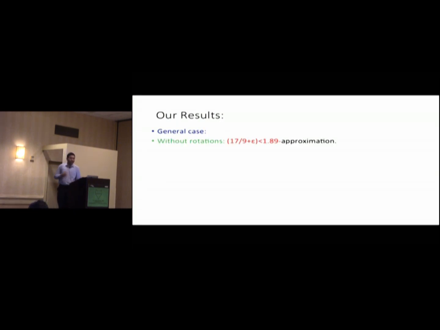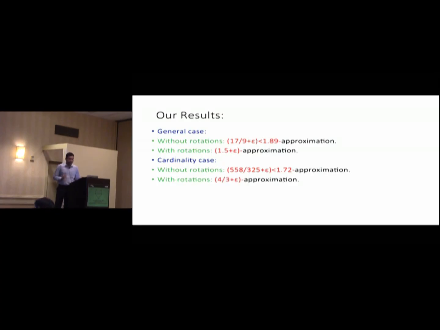And we show in the general case, without rotations, we can obtain a 1.89 approximation, and with rotations a 1.5 approximation. In the cardinality case, we can improve further: without rotations a 1.72 approximation, and with rotations a 4/3 approximation. In this talk, I will present a simpler 1.78 approximation for the cardinality case where all profits are 1 and rotations are not allowed.